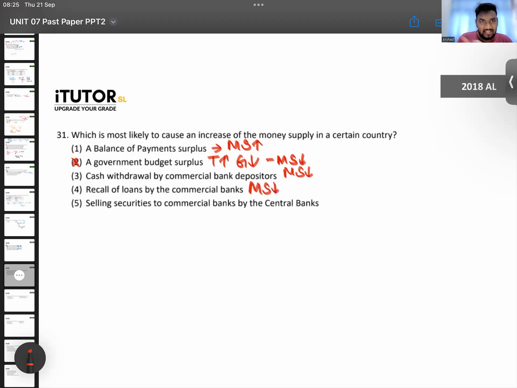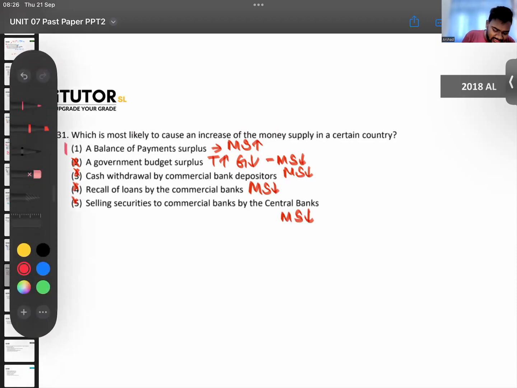Selling securities, we learned that before also. When the central bank sells securities, commercial banks have to buy. Commercial banks buying means commercial bank reserves are going down. Reserves go down, loans go down, money supply goes down. So which one is our answer then? Our answer is number 1. Is that fine, guys? Are you all okay? These things we have discussed in the previous MCQ papers. Anyone jumping directly into the 2018 paper on YouTube, watch the previous ones and come. We have spoken about this.